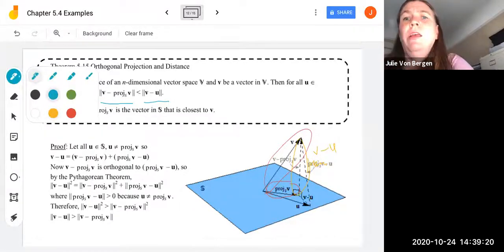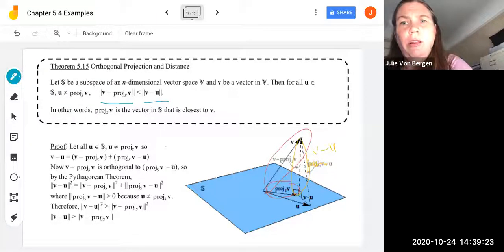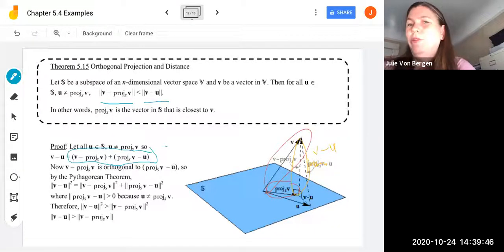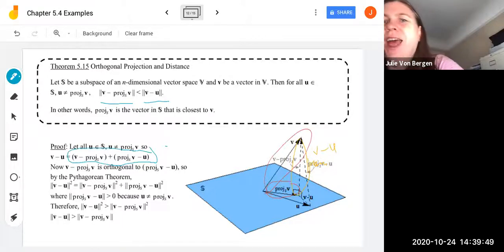We're going to let all u in S be such that it's not the projection of v onto S. These are some other vectors. So that v minus u equals v minus the projection of v onto S plus the projection of v onto S minus u. So all we're doing is subtracting and adding in this projection of v onto S. That's not going to change the equation because we're adding and subtracting the same amount. But what we are able to do now is break this up into two parts.